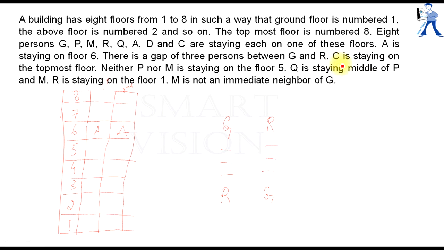Okay, so next is C is staying on the topmost floor. The topmost floor is 8 and C will come here in both the possibilities.